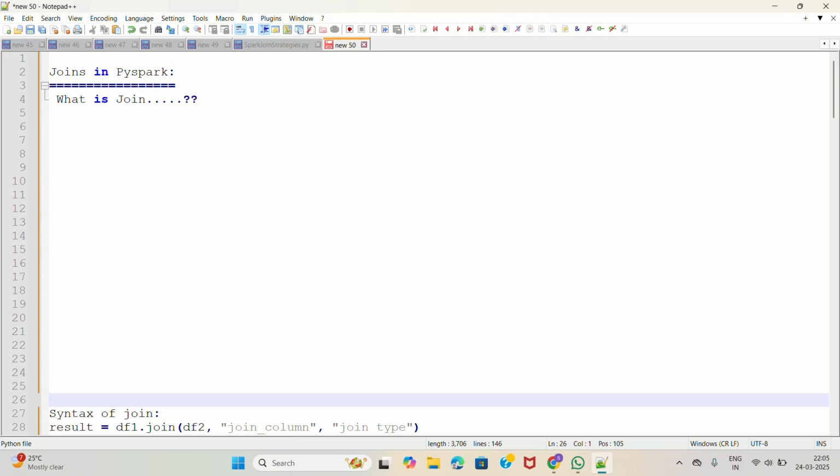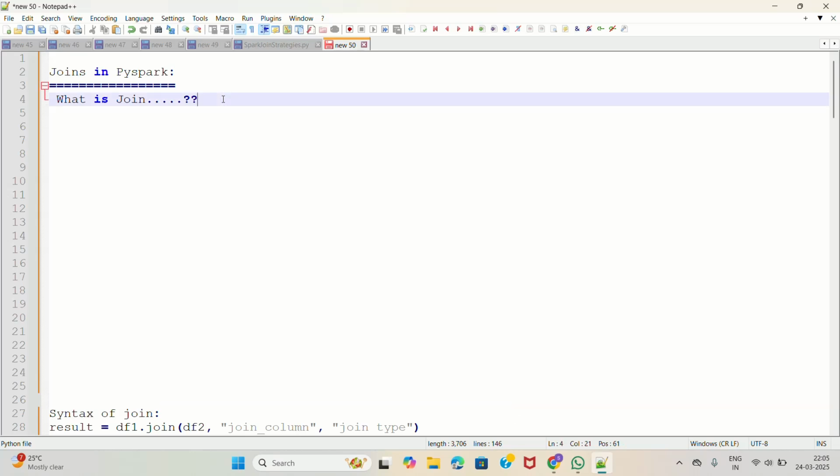Today we are going to discuss the join concept in PySpark. First of all, we have to know what a join is. A join is an operation which can be used to combine the rows from two or more tables or two or more data sets based on a related column between them.